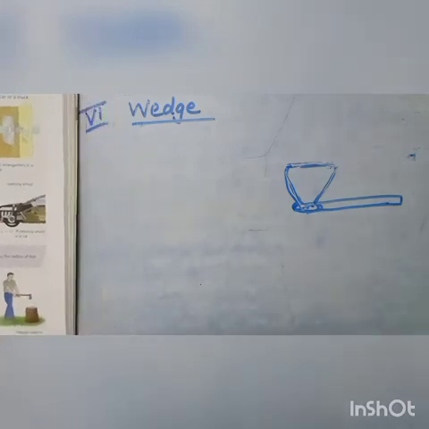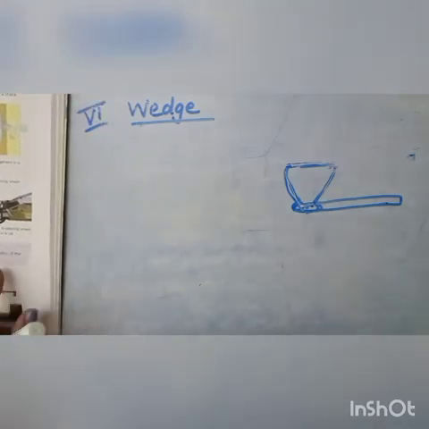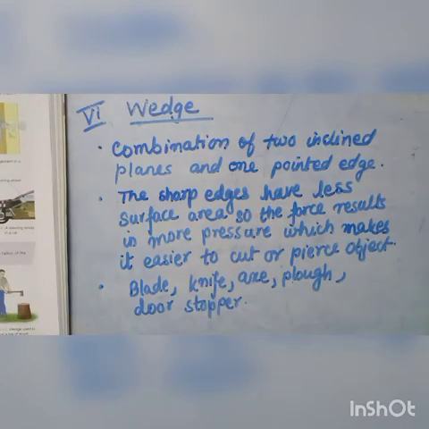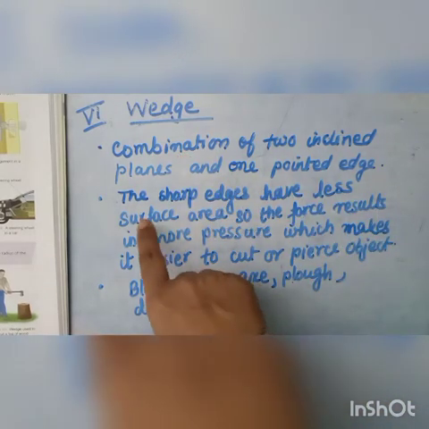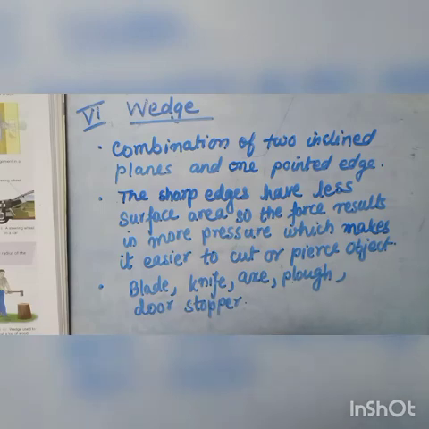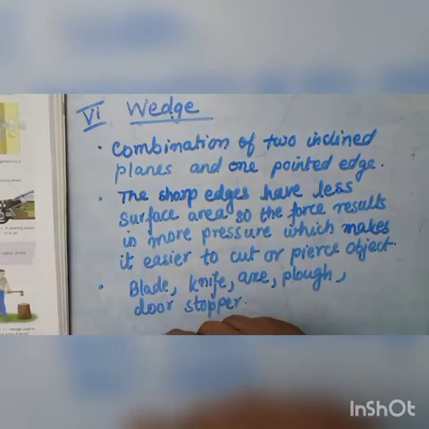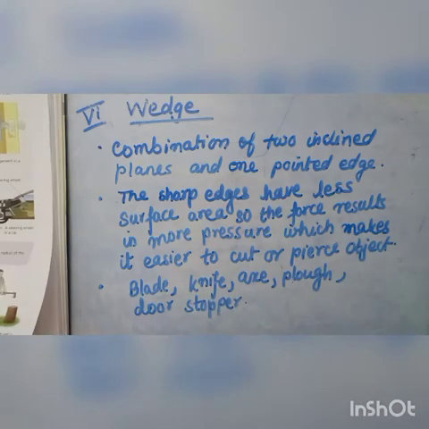So wedge is the sixth simple machine that you have learned. Now I have written some important points: combination of two inclined planes and one pointed wedge. Sharp edges have less surface area, so the force results in more pressure, which makes it easier to cut or pierce objects. Then blade, knife, axe, plow and door stopper are some of the examples of the wedge. Okay, so with this we complete all the 6 simple machines.